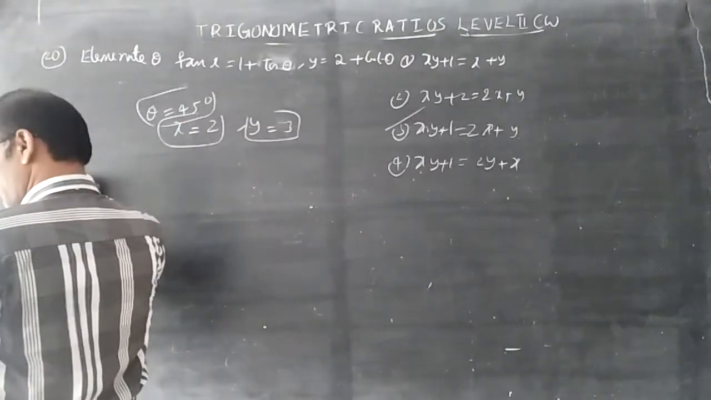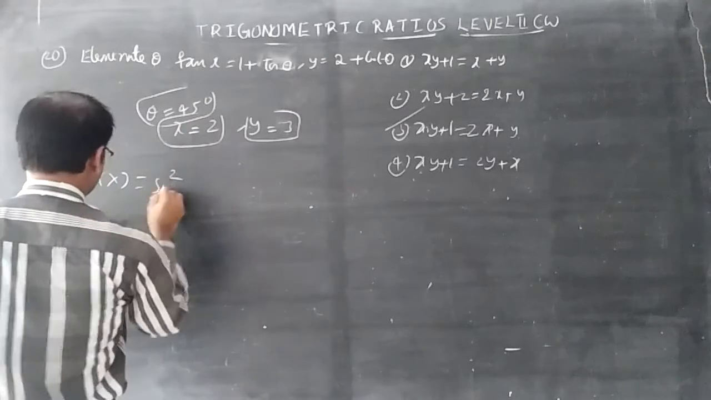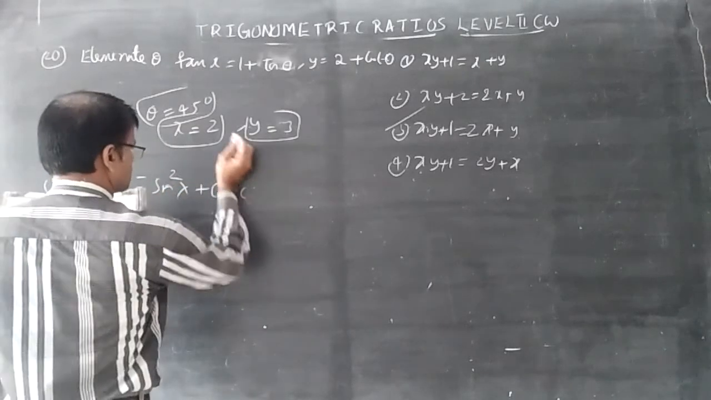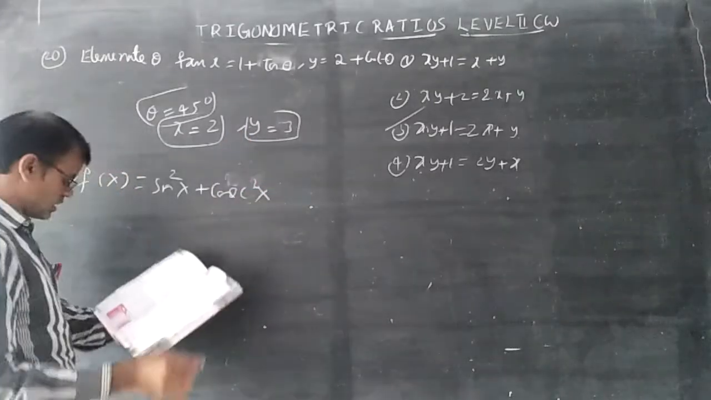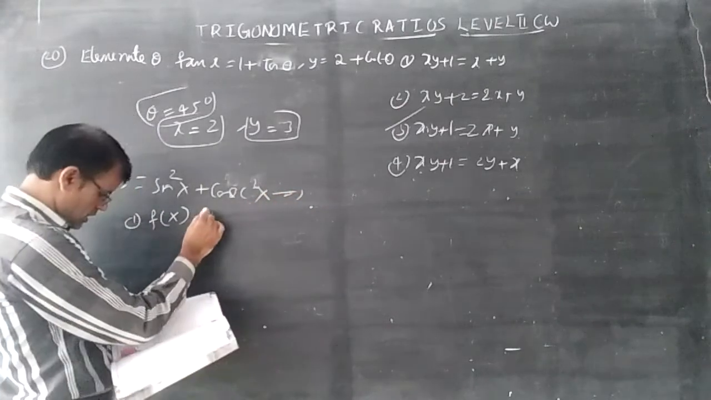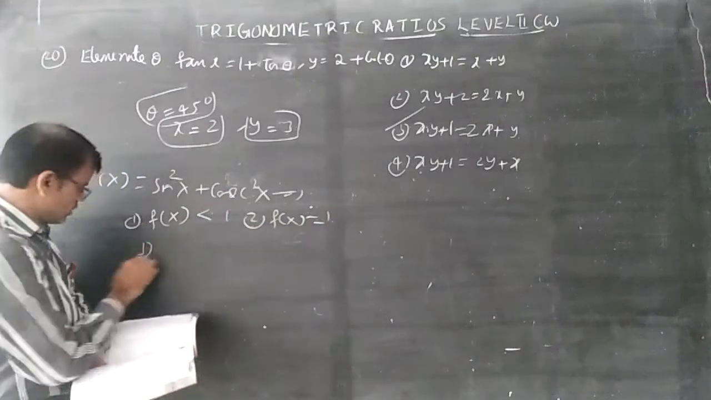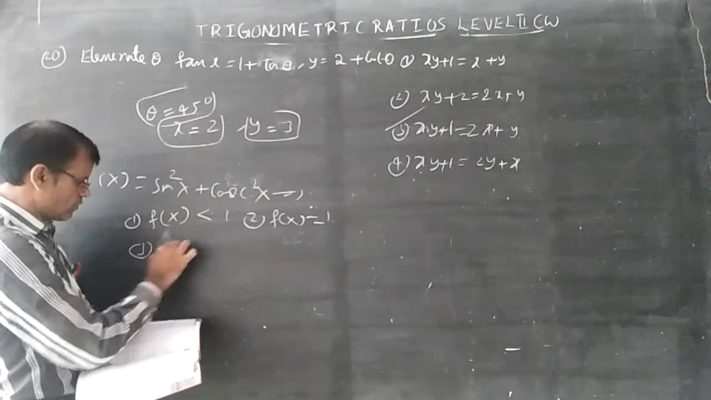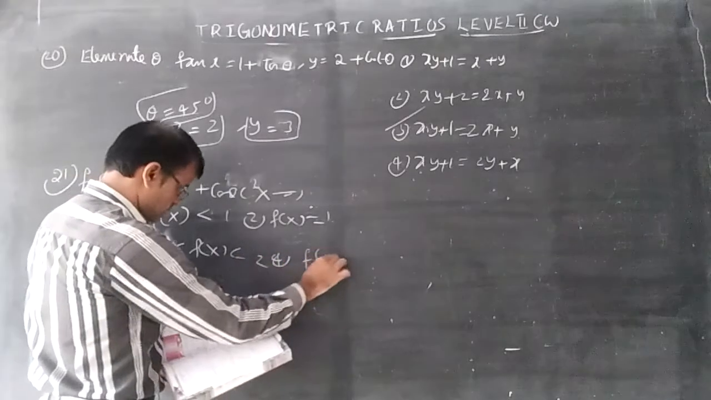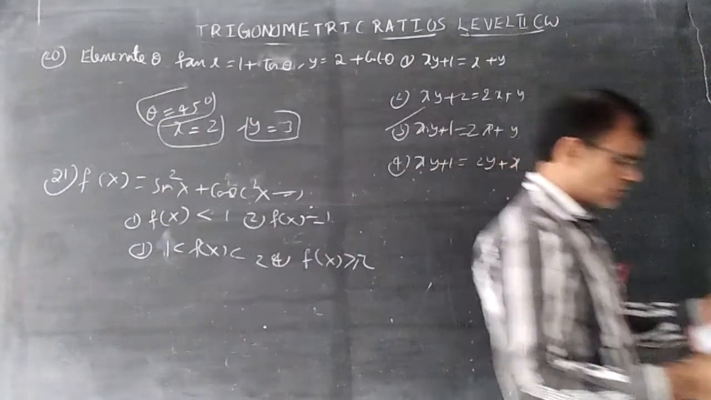Question 21. f of x is equal to sin square x plus cosecant square x. Then we should calculate the value: f of x less than 1; f of x is equal to 1; f of 1 less than f of x less than 2; and the fourth, f of x greater than or equal to 2.